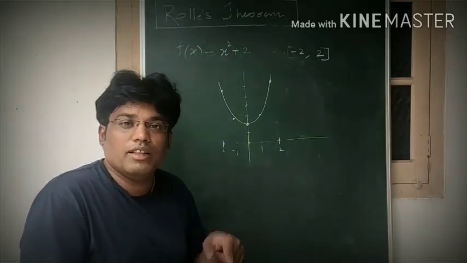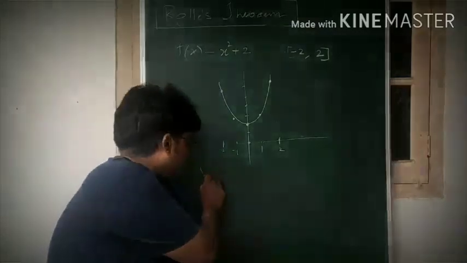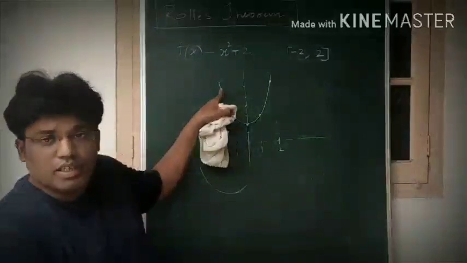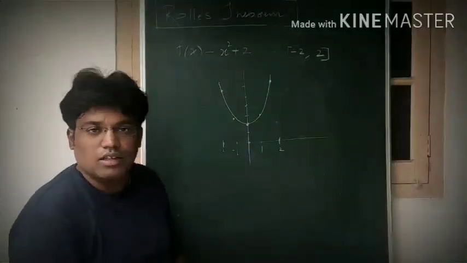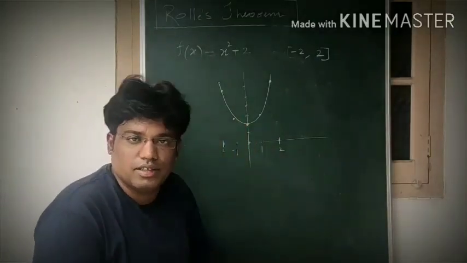Continuous means there is no break. If there were a break like this, it would not be continuous, whereas this one is continuous. There is no break anywhere. Therefore from minus 2 to plus 2 closed, it is continuous.